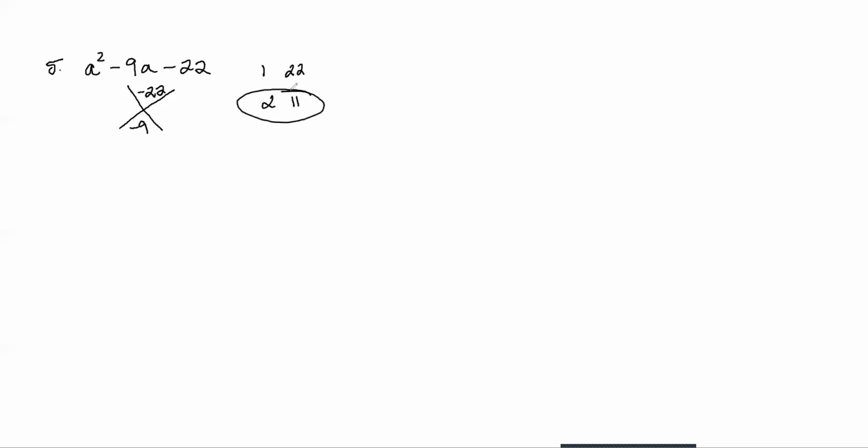I'm going to circle those. And now because we're adding to a negative, the larger number has to be negative. So 2 and negative 11. So we have a plus 2 times a minus 11.